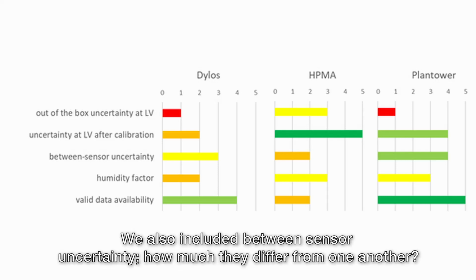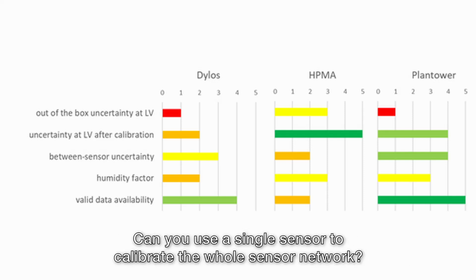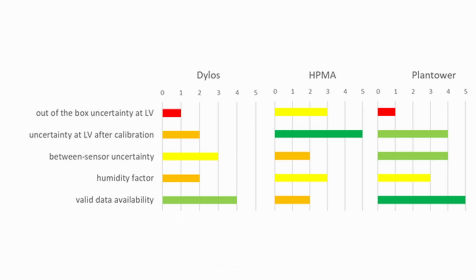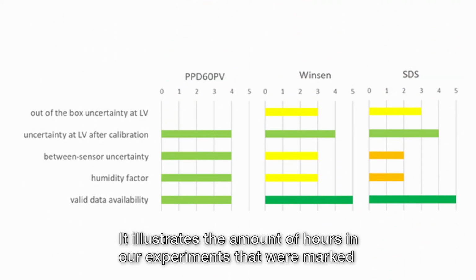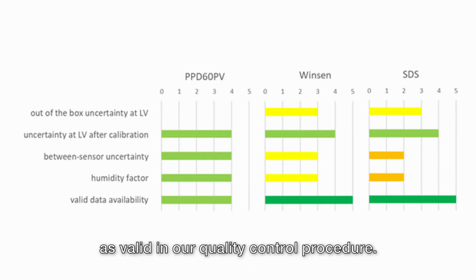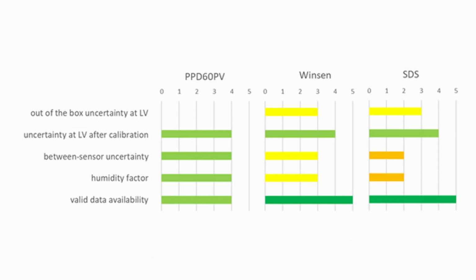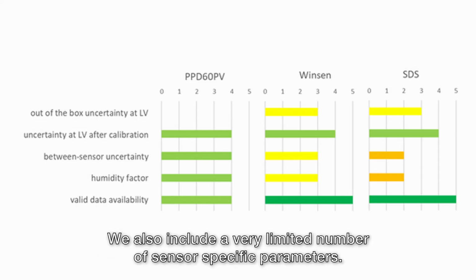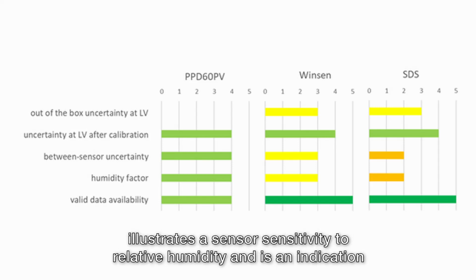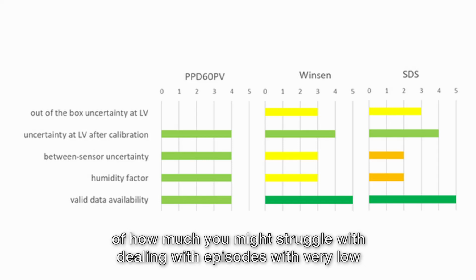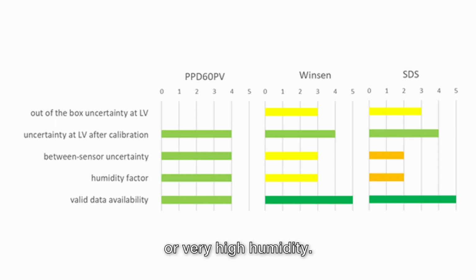We also included between sensor uncertainty. How much do they differ from one another? Can you use a single sensor to calibrate the whole sensor network? Data availability is the final general parameter that we include. It illustrates the amount of hours in our experiment that were marked as valid in our quality control procedure. We also include a very limited number of sensor-specific parameters. For particulate matter sensors, for instance, we include a humidity factor. This factor illustrates a sensor's sensitivity to relative humidity and is an indication of how much you might struggle with dealing with episodes with very low or very high humidity.